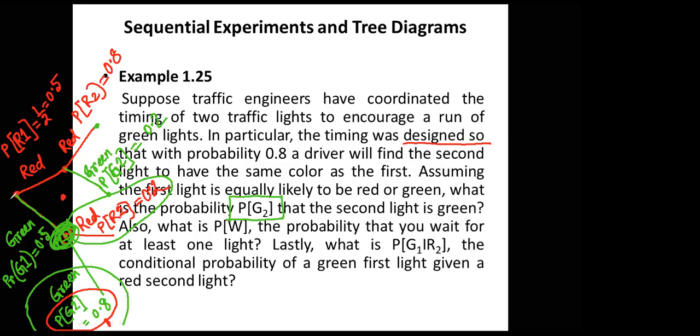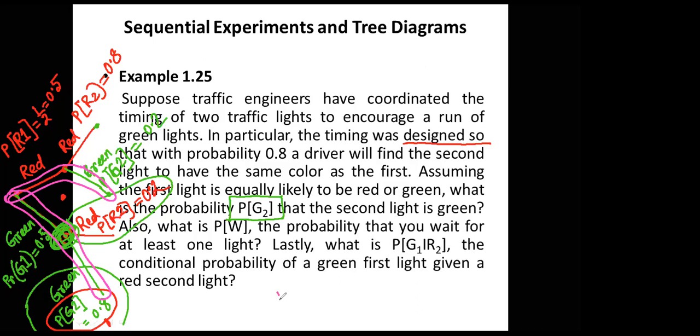One is, first one is red, then second one is green. Another way is, first one is green, then second one is green. Do you agree? Yes, sir. So there are two paths. One is this one. Another one is this one. So in these two ways, G2 can happen.